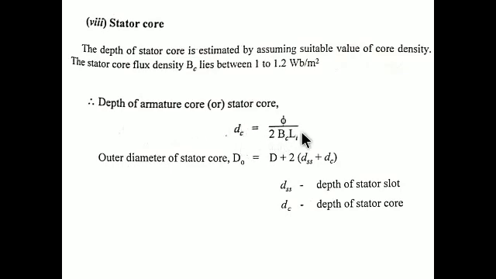DC is equal to phi divided by 2 BC into Li. Phi is the flux. BC is the stator core flux density, assumed between 1 to 1.2. Then Li is the length of the iron. By substituting these values, we can find the DC.